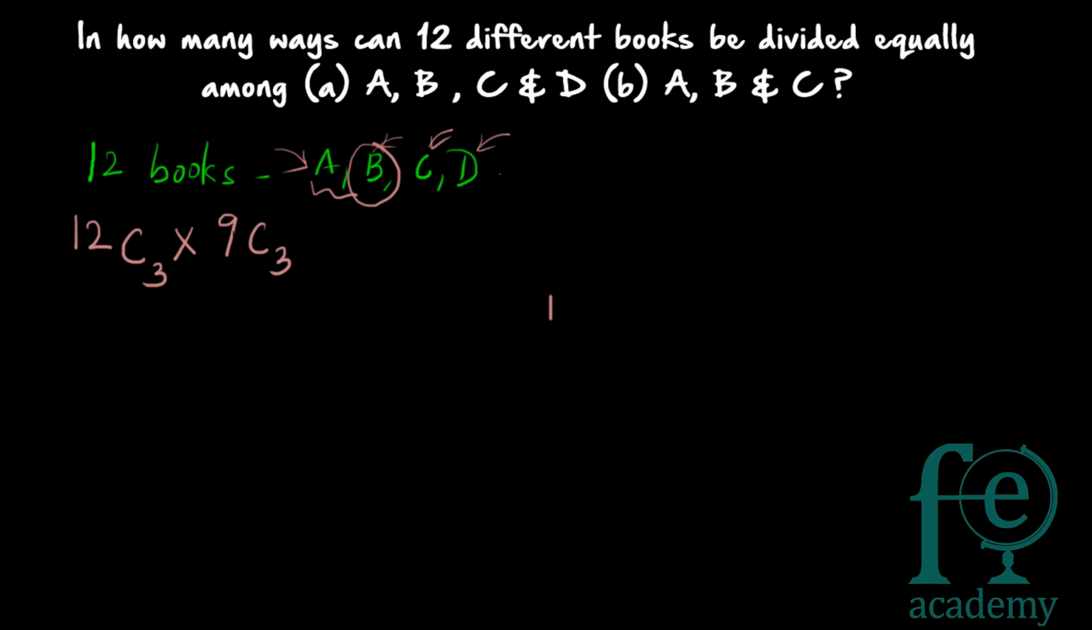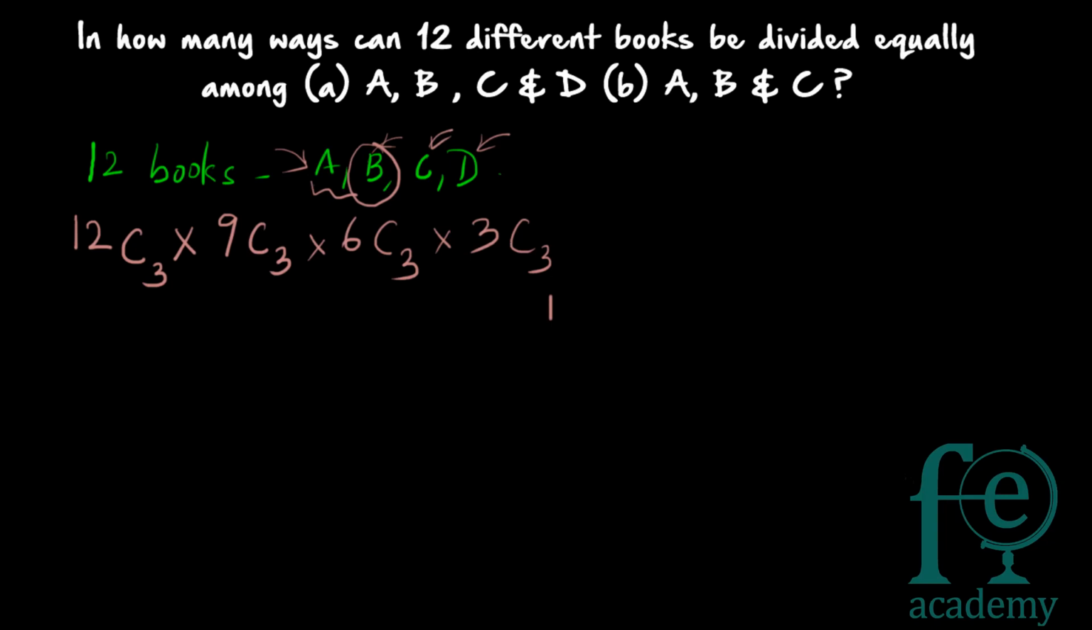So out of 12 books, first 3 books are selected and given to A, then 9 books will be remaining. Out of these 9, again 3 books are selected and given to B. Now only 6 books are remaining, and out of these 6, 3 are selected and given to C. The remaining 3 books will be given to D. So this is our answer: 12 C3 into 9 C3 into 6 C3 into 3 C3.